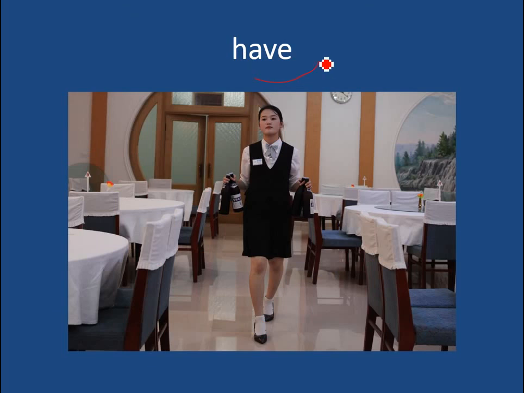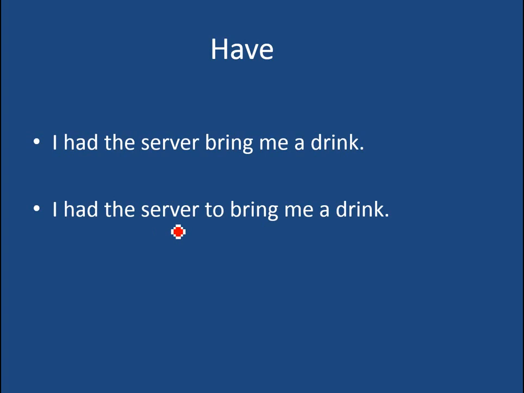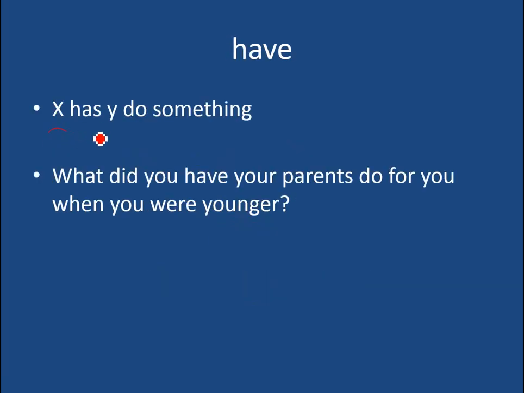Let's go with the verb have. I had the server bring me a drink. Does that look correct? I had the server to bring me a drink. How about that one? I had the server bringing me a drink. The pattern for have is I had my server bring. So to bring and bringing in this situation is incorrect. So the pattern is X has Y do something.